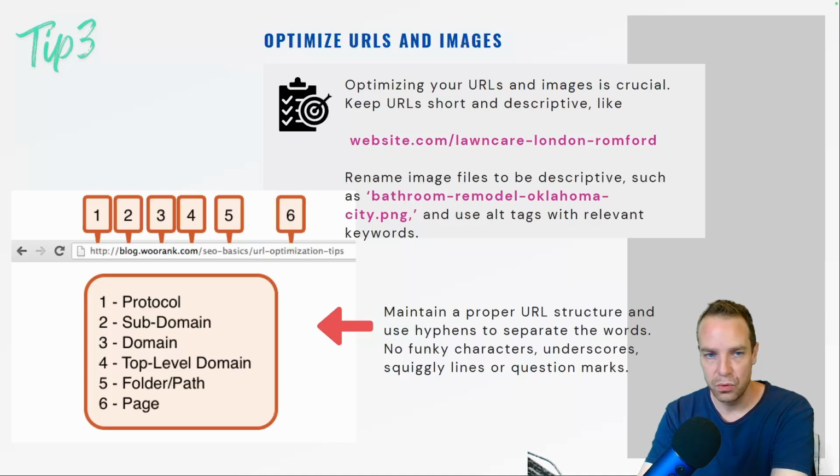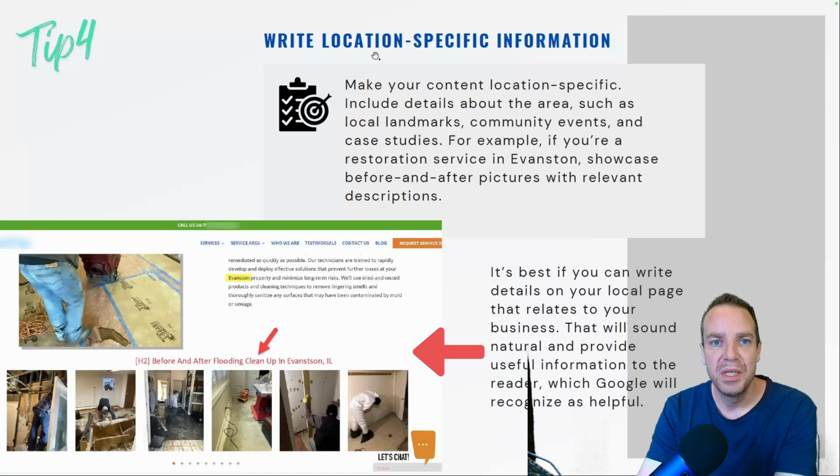Then let's move on to my next tip. The next tip is about local specific information on your websites or on your landing pages. Make your content local specific, include details about the area, such as local landmarks, community events, and case studies. For example, if you are a restoration service in Everston, showcase before and after pictures with relevant descriptions. It's best if you can write details on your local page that relate to your business, that sound natural and provide useful information to the reader, which Google will recognize as helpful.